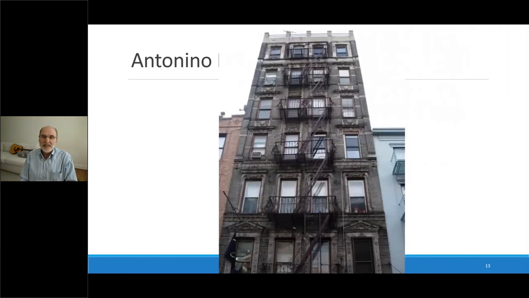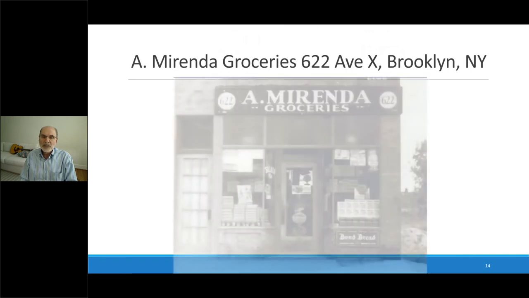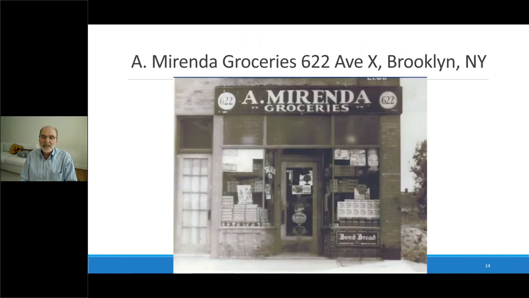He lived in this building on 111 Mulberry Street. He was my grandfather. And my grandfather never went beyond 8th grade in Italy. He didn't know a lot, but he was smart enough to have his own grocery store, to be a successful businessman.